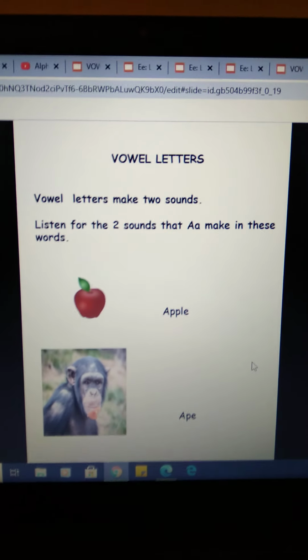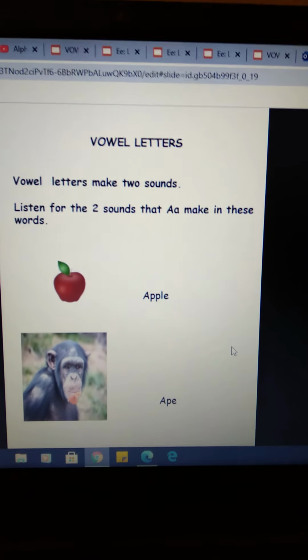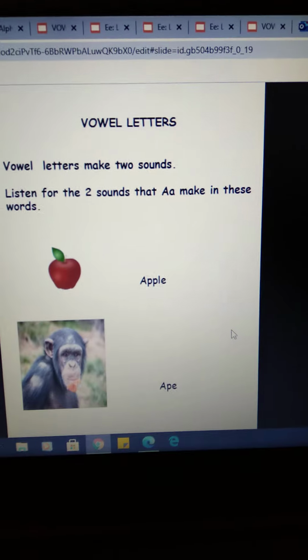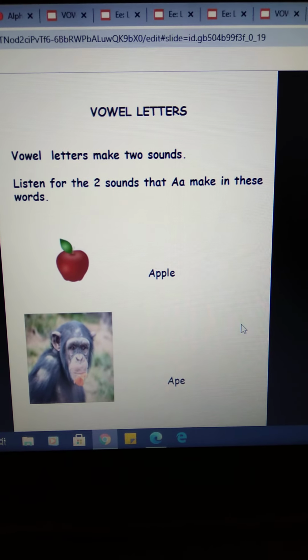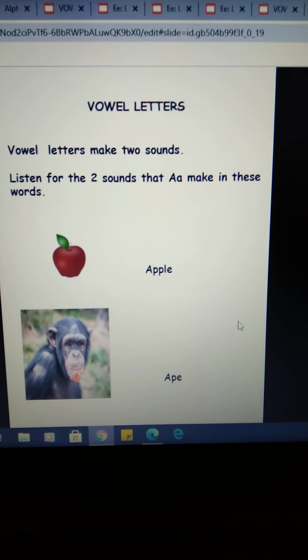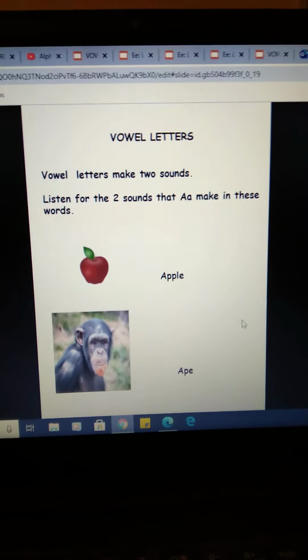Hello everyone. Okay, so this week we are doing vowel letters, and I said vowel letters, those letters A, E, I, O, U are called vowels because there's a behavior that they show, there's something special about them, right? In this lesson, let us try and find out what is special about these vowel letters.